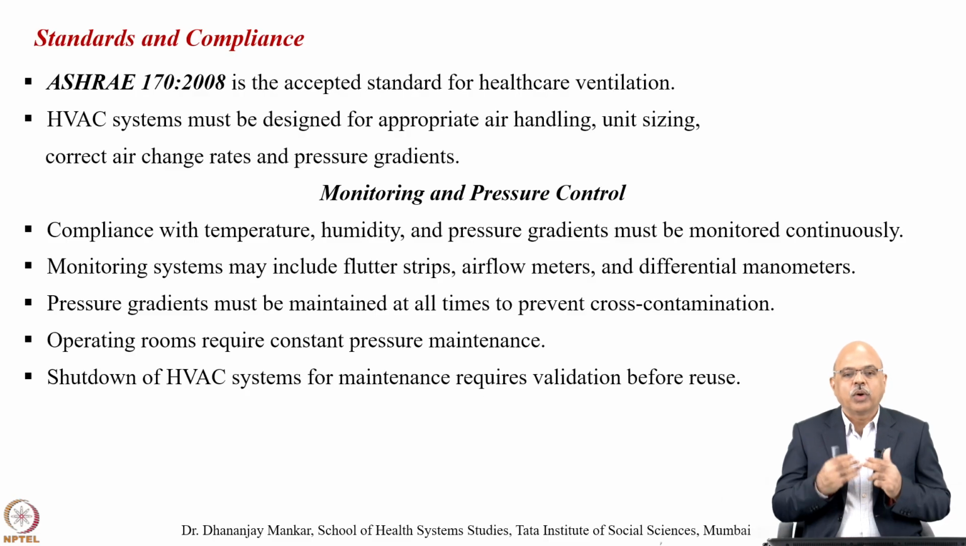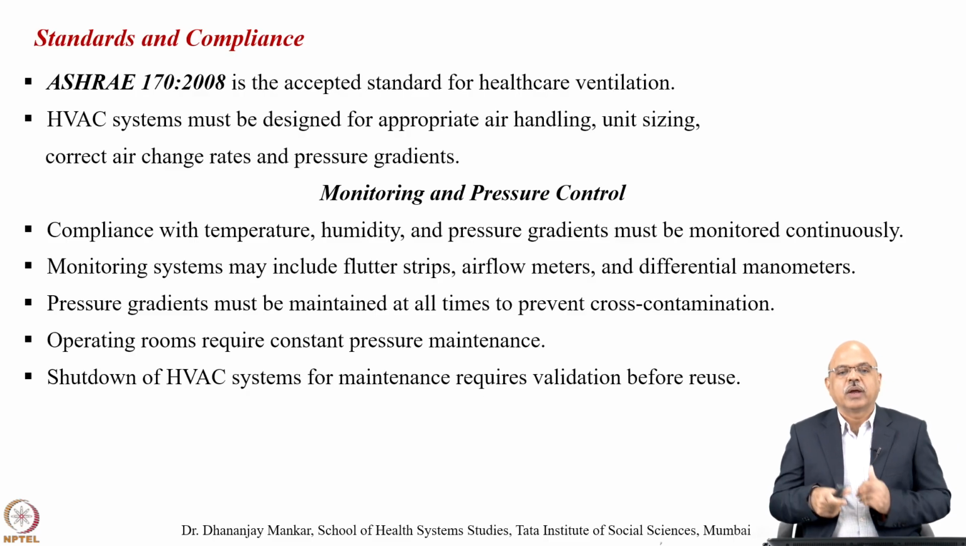Now, with respect to monitoring and pressure control, compliance with temperature, humidity and pressure gradients must be monitored continuously. Monitoring systems may include flutter strips, airflow meters and differential manometers. Pressure gradients must be maintained at all times to prevent cross-contamination. Operating rooms require constant pressure maintenance. Shutdown of the HVAC system for maintenance requires validation before use when it has to be started again.